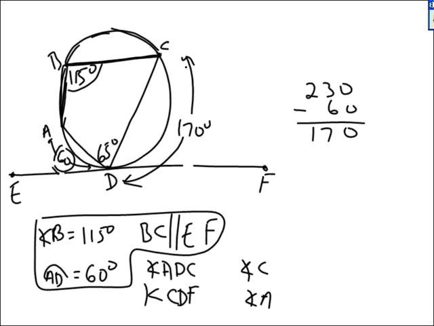I'm just trying to list everything that I know. If I had this, then I can say that angle is 30. Why? Because it's opposite a 60-degree angle. But we don't know if we need that yet. In fact, I'll put it.